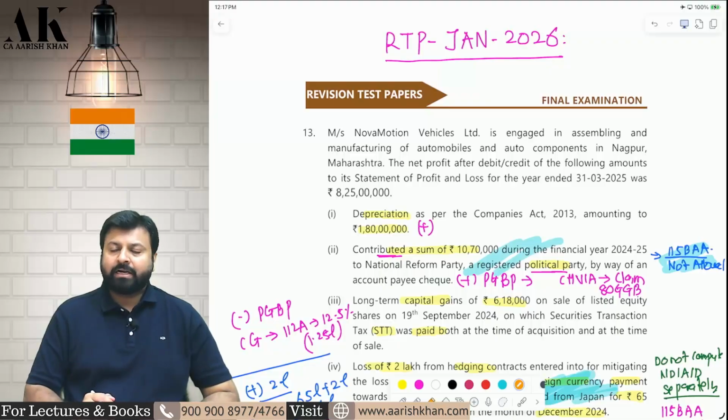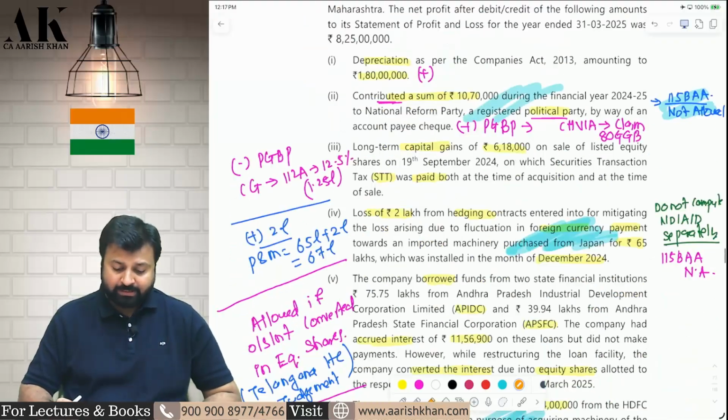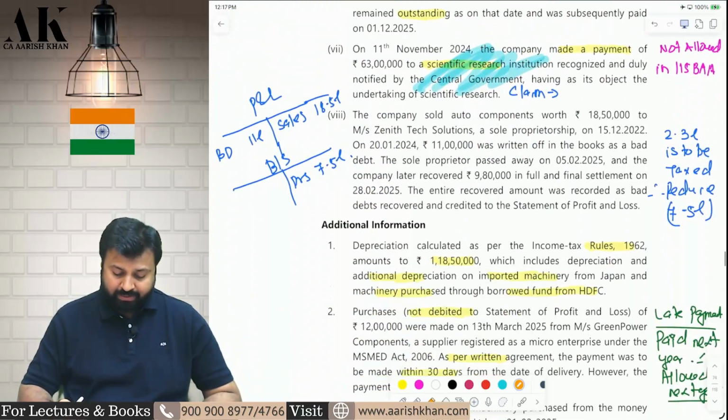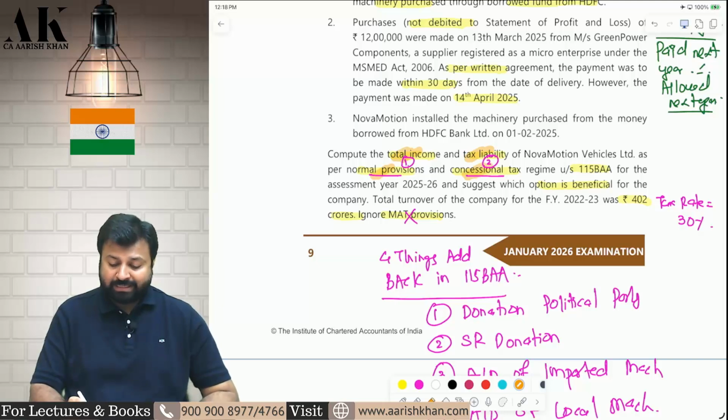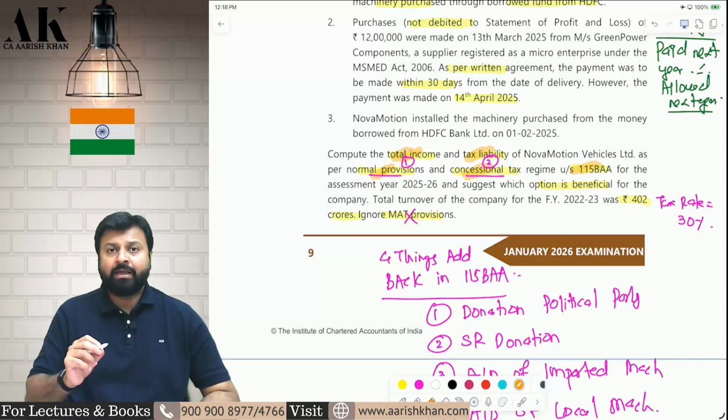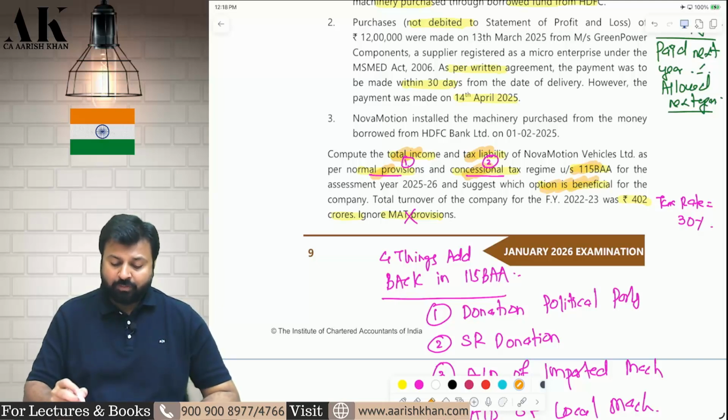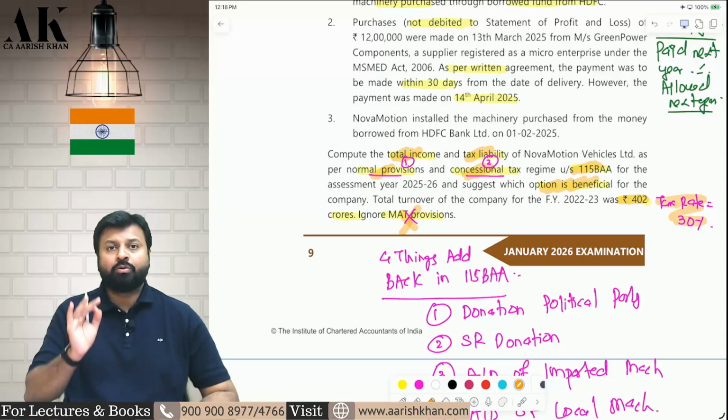Let's go ahead with the next RTP, that is RTP Jan 2026. The very first question over here is, pay attention please. You are supposed to compute total income and tax liability as per normal provision, also as per the concessional regime under 115BAA. And you are also supposed to say which option is beneficial. You are supposed to ignore MAT, no MAT is required. And the turnover of last to last year is 402 crore. Therefore, the tax rate over here will come to 30%.